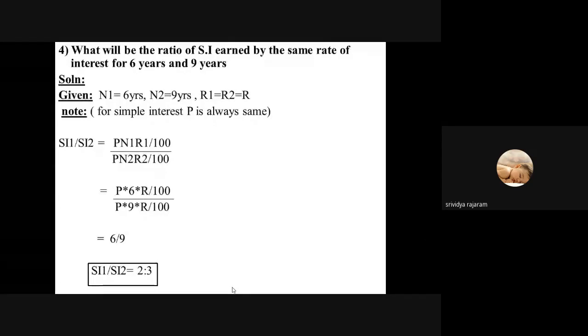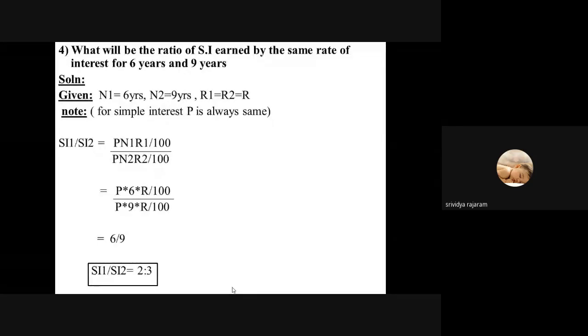So all the P terms, R terms and 100 will be cancelled and what is left is 6 by 9. If we simplify it further, we get the answer as 2:3. So the simple interest ratio for 6 years and 9 years is nothing but 2:3. So, clear with this problem? Even though they are not mentioning that the value of the initial amount or principal amount will be the same, it is understood that for simple interest, P will always be the same. Clear with this?